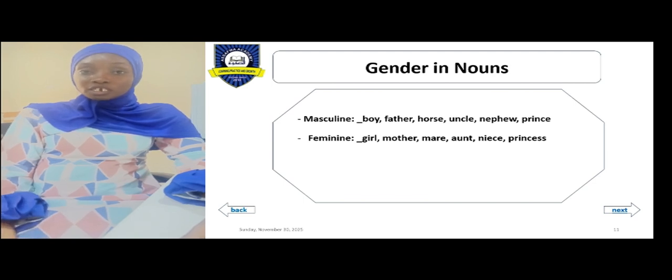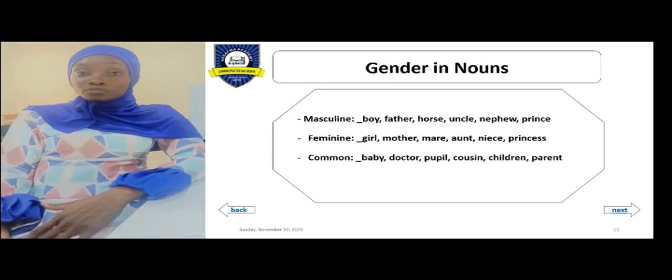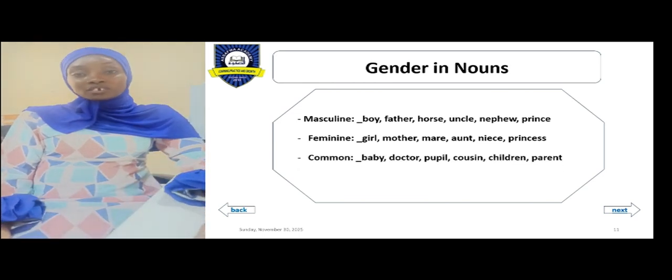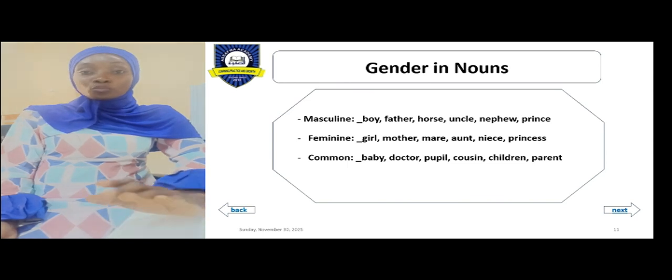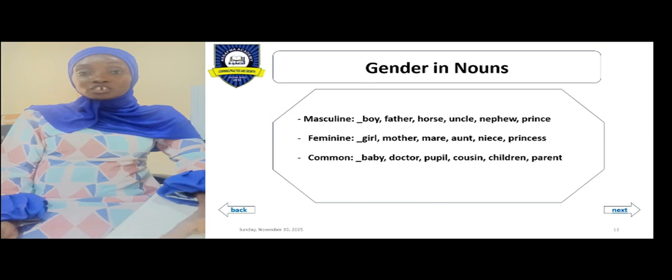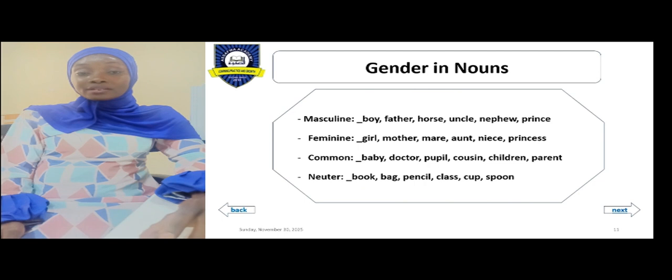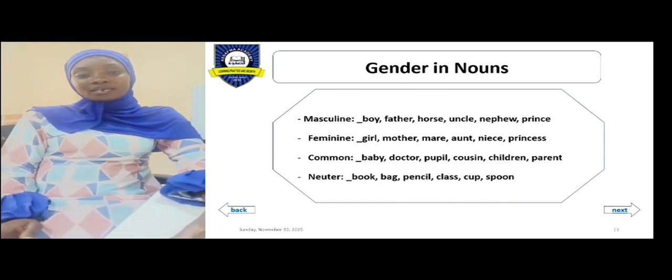We also have the common gender. These genders can be either male gender or female gender. We have examples like baby, doctor, pupil, cousin, children, parents. We use this common gender for both male and female. Now we also have the last, which is the neuter gender. This is used for non-living things. That means they are neither male nor female. We have book, bag, pencil, class, cup, spoon, etc.